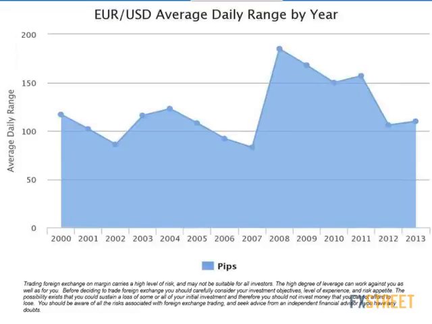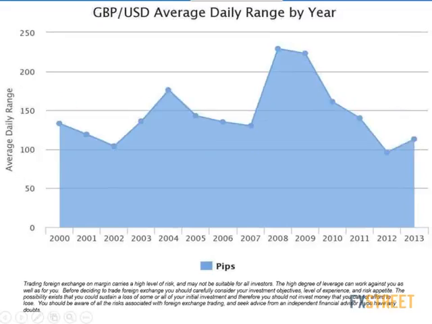Take a look at this chart. What this shows you is the average daily trading range for the euro dollar. As you can see, the average range for the euro dollar is slightly more than 100 pips. In the pound dollar, it's also slightly more than 100 pips. And in the Aussie dollar, the average daily range is only about 60 pips.